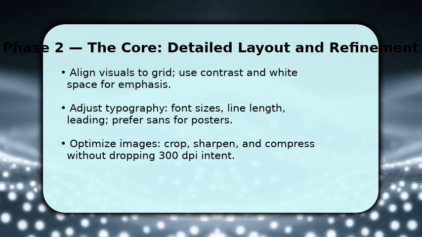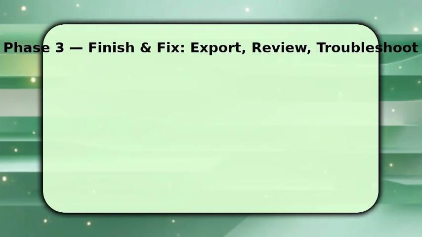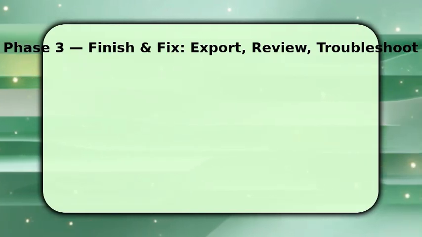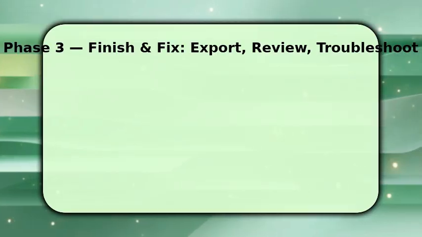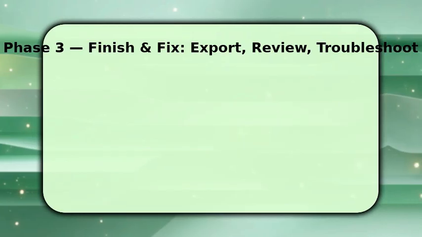You finalize by exporting a print-ready PDF with bleed and a CMYK profile. Embed fonts to avoid substitution. Print a 25% proof or a full-size proof to confirm colors and legibility from 1 to 2 meters.